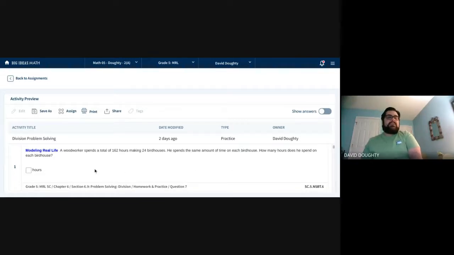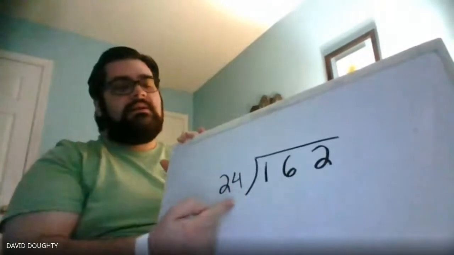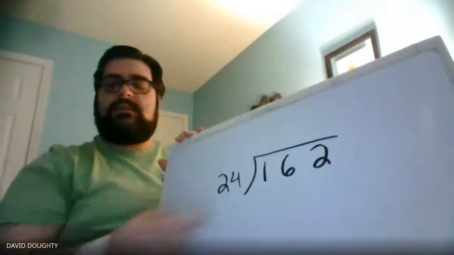So that's pretty simple, okay? What that means is if he spends 162 hours total, and then he makes 24 birdhouses, they're saying how many hours does he spend on one birdhouse? So that means that we're definitely going to have to divide. Let me stop presenting so that you can watch me solve this problem, okay? I've already set it up here. We have 162 hours, and we made 24 birdhouses, okay?